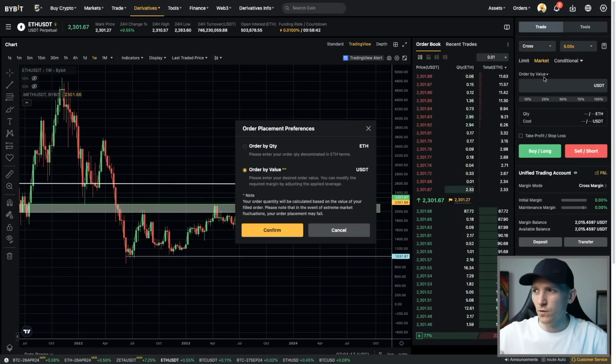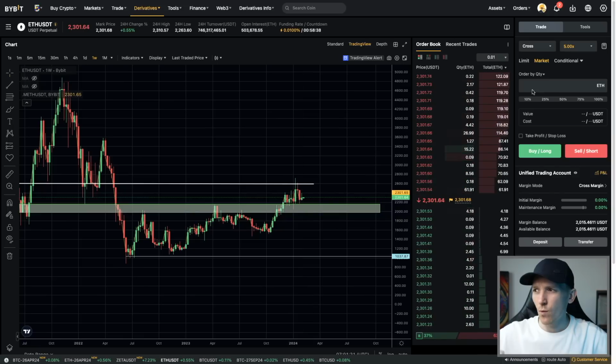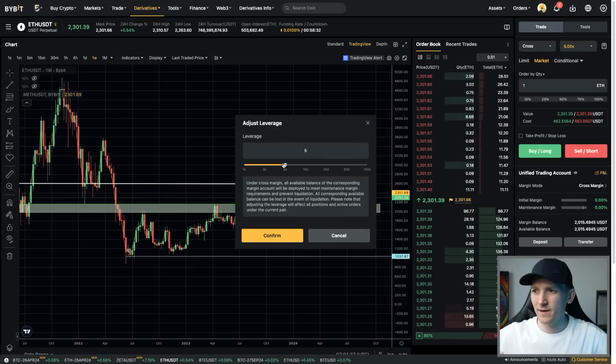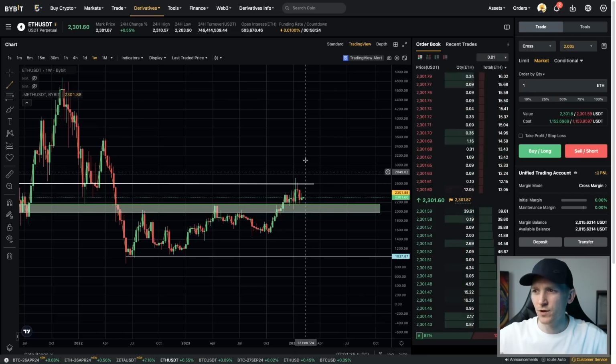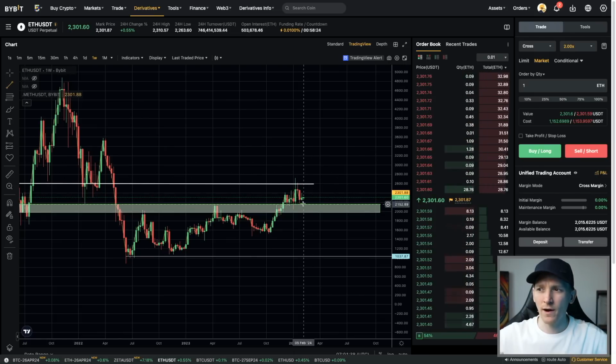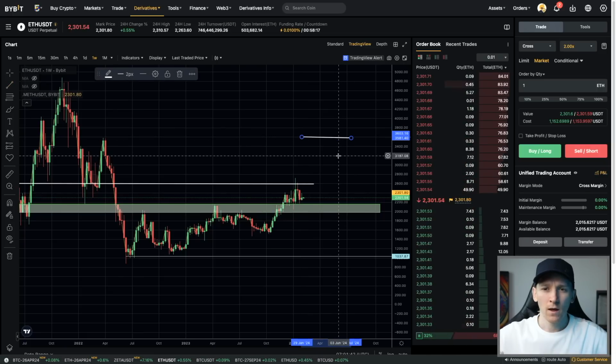So we're going to have an order by quantity, press confirm, one ETH we're going to put in here. And let's do 2x leverage. So press confirm, and then you can sell short. Now what that means is from here, we have a huge price appreciation, right, before we can get stopped out. So what do we need to think about in this trade?